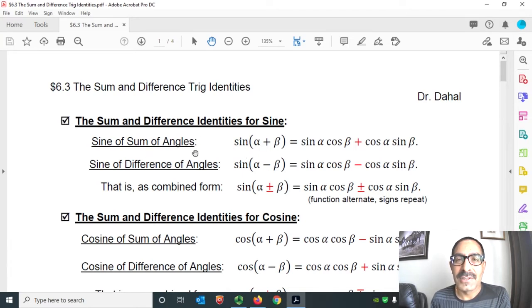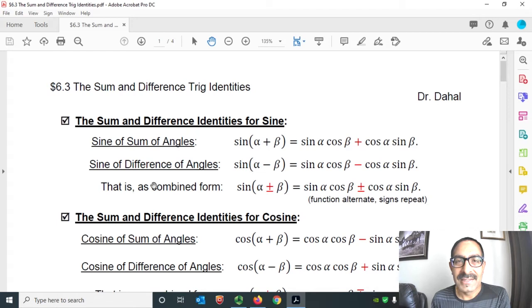So the sine of the sum of angles alpha plus beta turns out to be sine alpha cosine beta plus cosine alpha sine beta. So here the functions sine and cosine alternate, but the sign remains as it is.